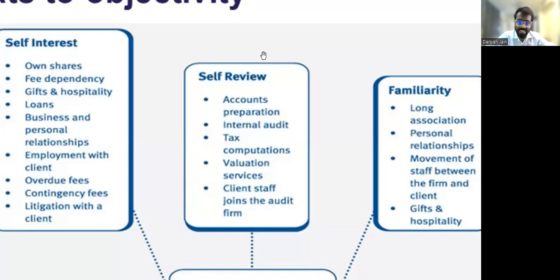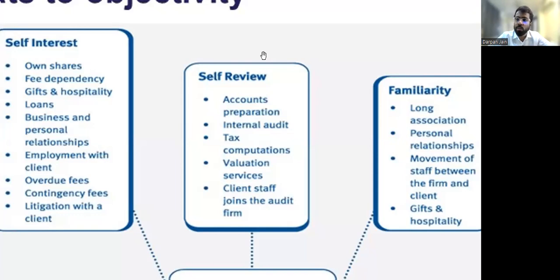Nobody understood what we are discussing? Nobody understood what is fee dependency? If you understood fee dependency, I'm sure you can give me the safeguard. Say there are 5 clients of yours after you became an ACCA, and one particular client is giving you 60% of your fees. That is why you're dependent on them, not independent, and being influenced by them.